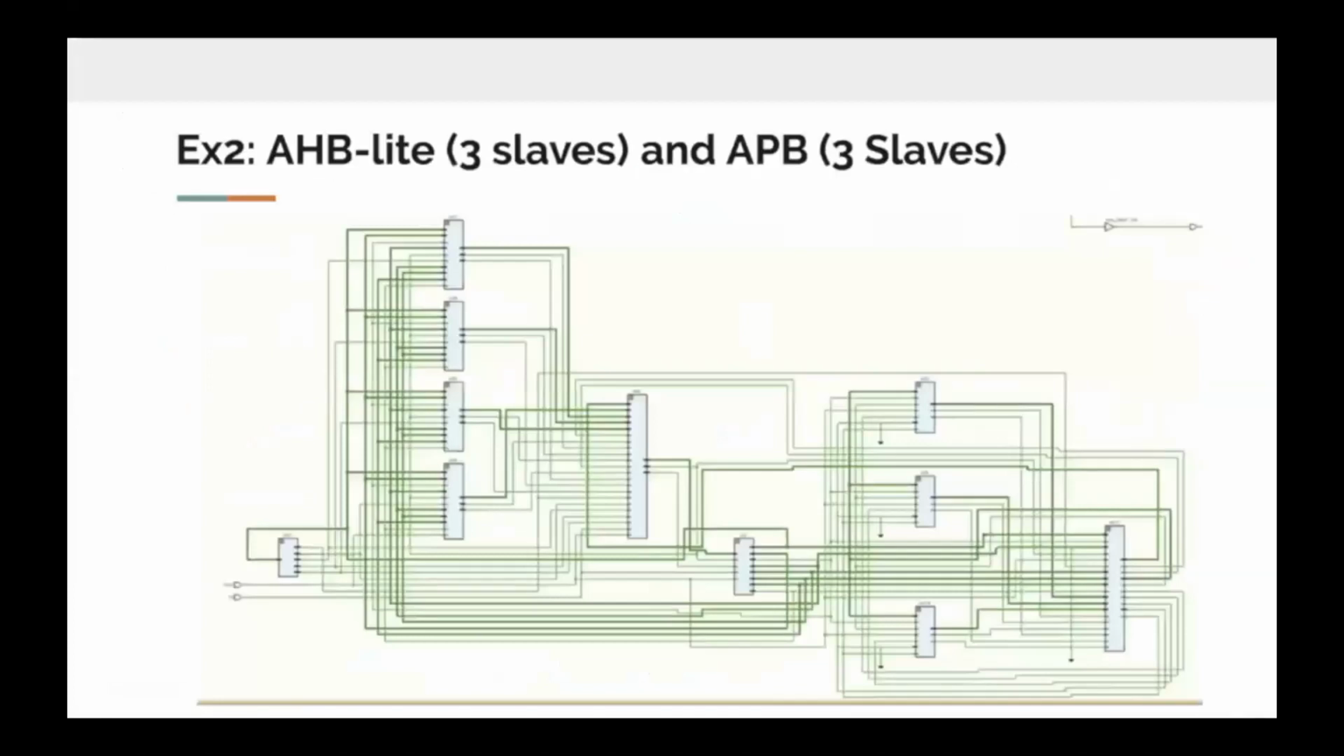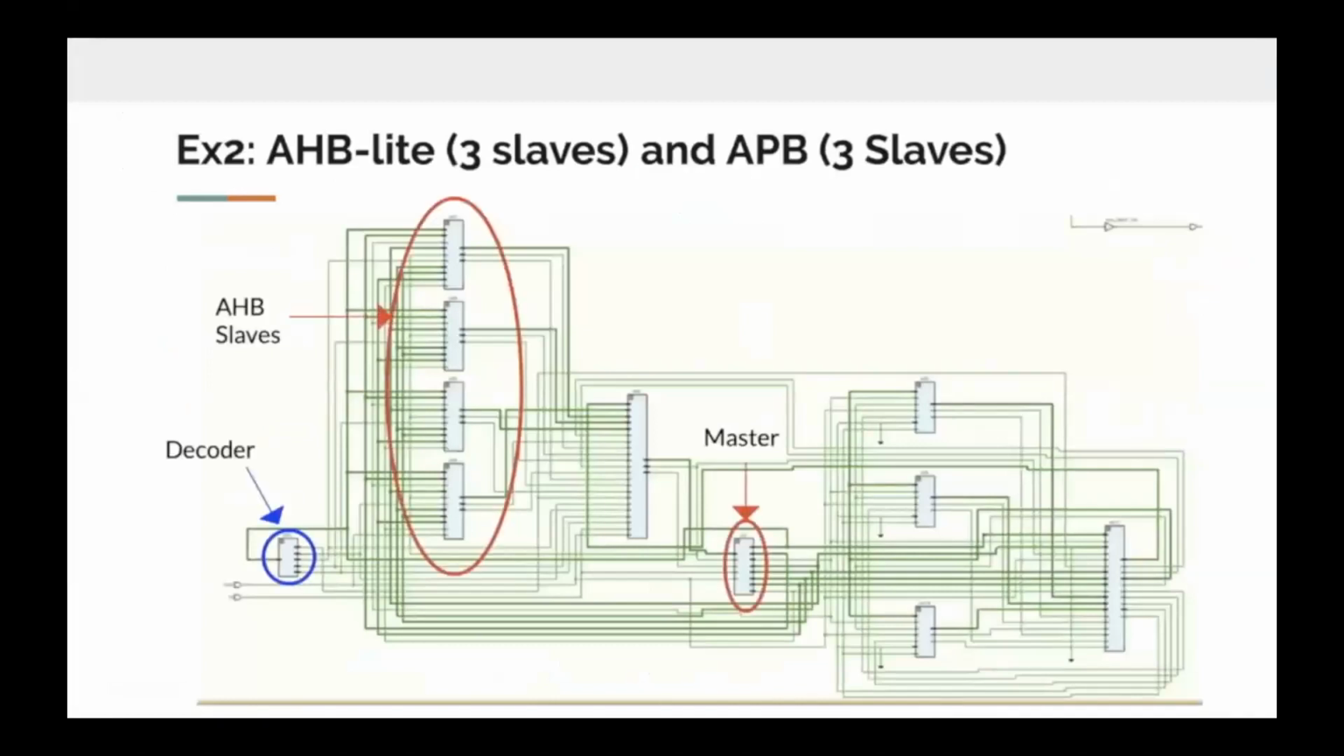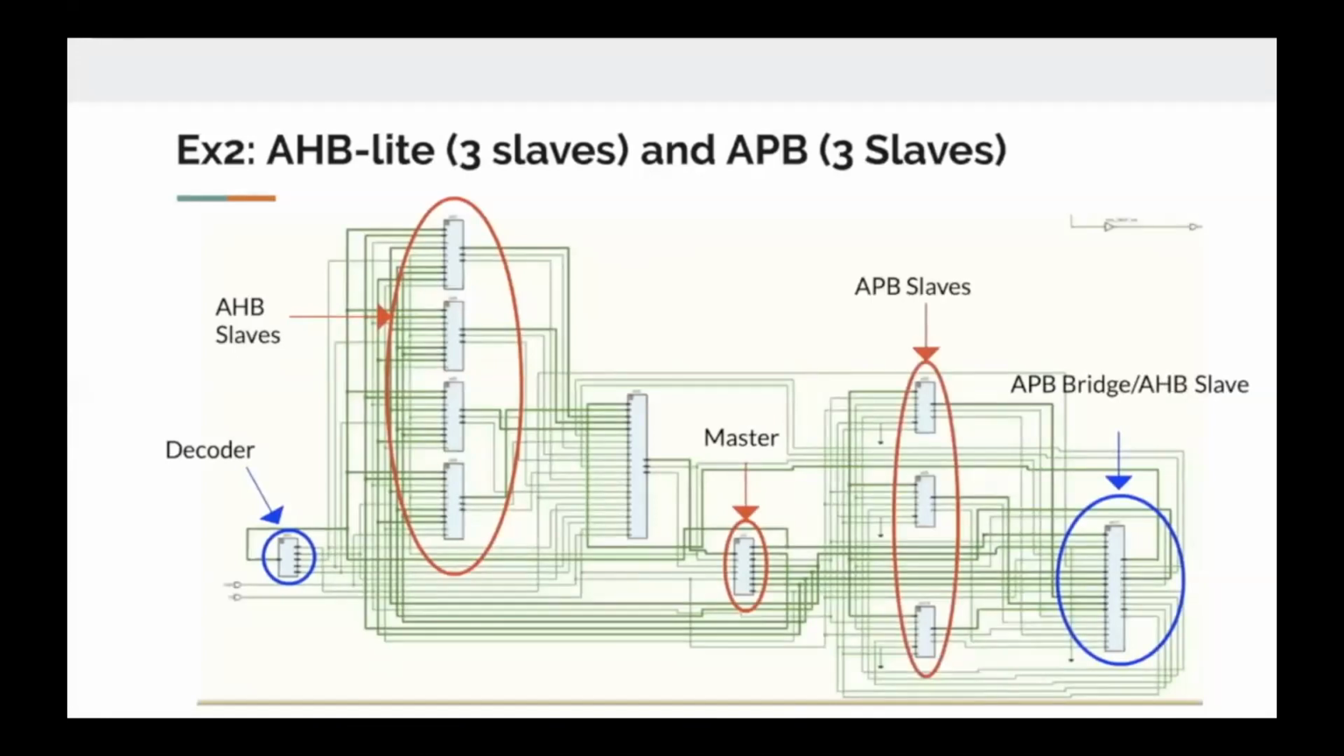Again, using Vivado for synthesis and schematic, this is the output that is produced. We have the master, we have the decoder, followed by the AHB slaves, along with the default slave, which is this one, and the APB bridge, which is also an AHB slave, and the 3 APB slaves, and finally we have the multiplexer that multiplexes the output of the APB slaves along with the AHB bridge.